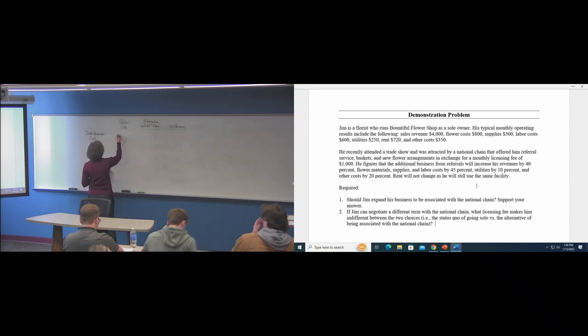So sales revenue, 4,000, right? And then we have flowers, 800. I'll try to line this up as best I can, but you know how this is. 300. Labor was 600. 250. 720. Licensing fees, other costs.